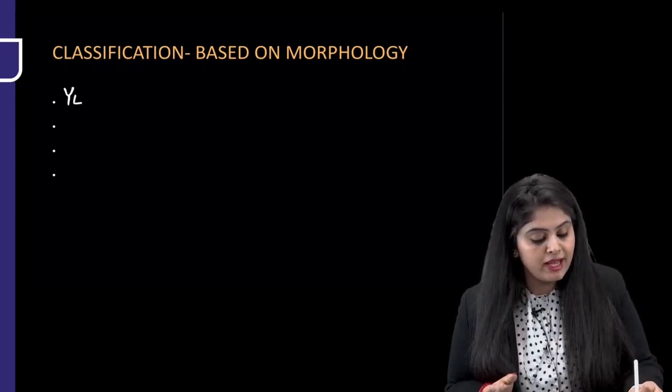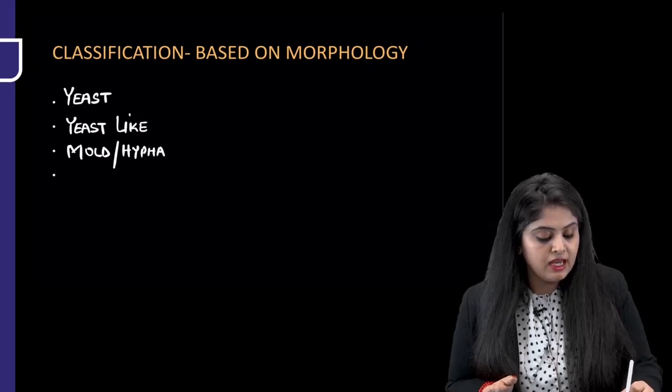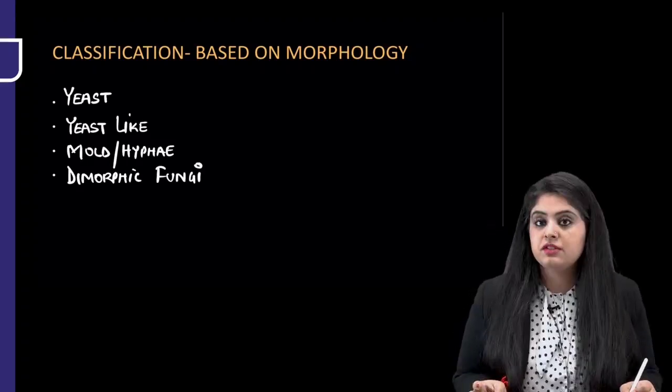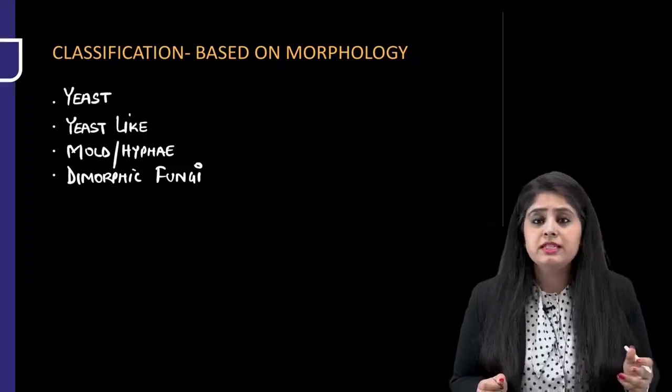The first group of organisms is known as the yeast. The second one is referred to as yeast-like. The third one is said to be mold or hyphae. And the last one is the most famous out of all of these, and that is the dimorphic fungal organisms. So please remember, yeast, yeast-like, mold and dimorphic. Let's go into that one by one. Let's talk about their details.